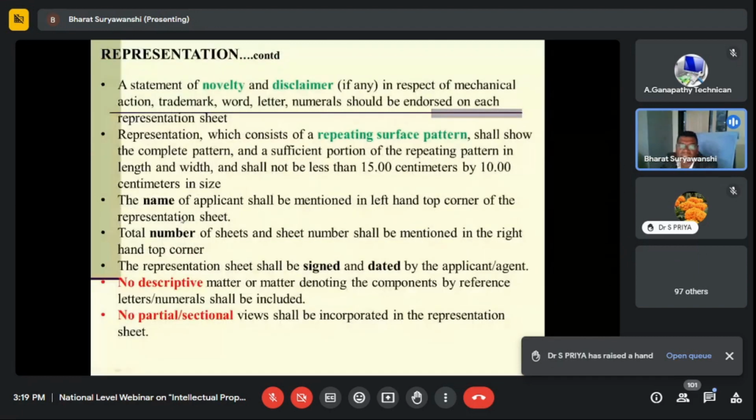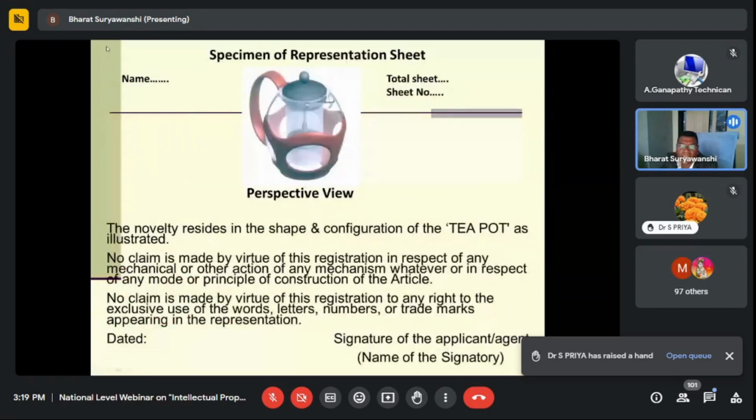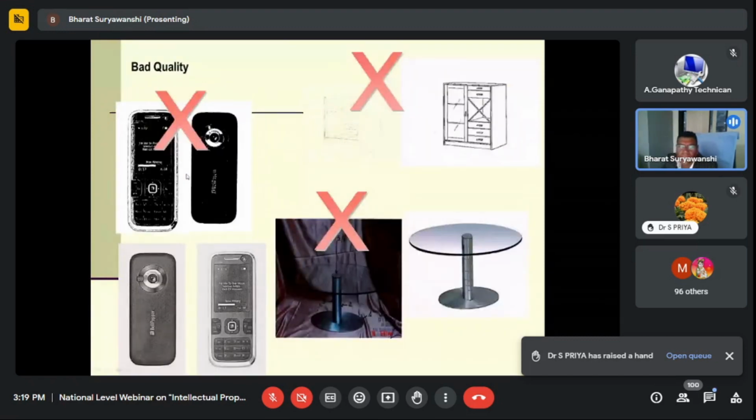And you have to write how your design is new. Like my teapot, your college name you have to put, Commerce College so and so. Total number of seats, 8, front view, back view, side view, all the views you have to put. Then the seat number you have to put. And you have to tell how your design is new. My novelty resides in the shape and configuration of the teapot. So I'm directly telling, so that they will not reject my application at the first stage. Again, see, these are not good views, bad quality, not clear.